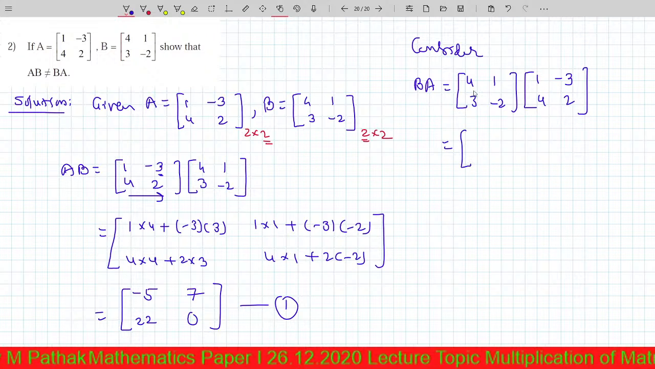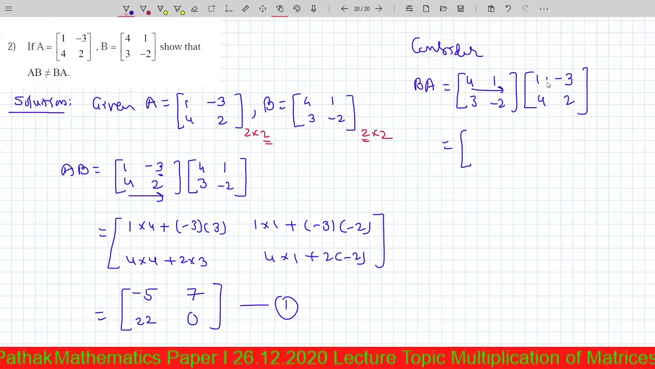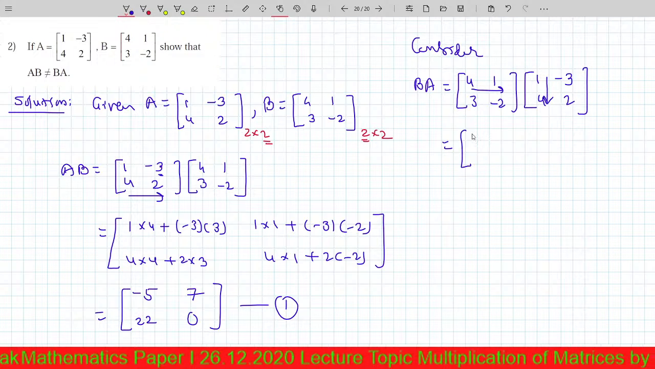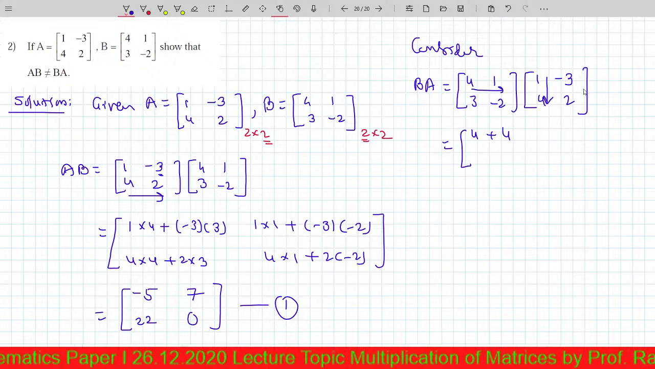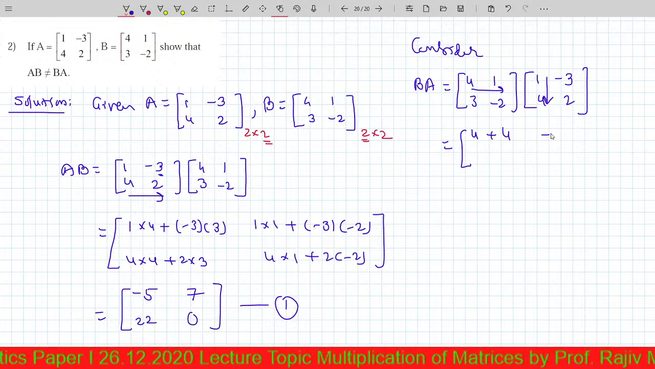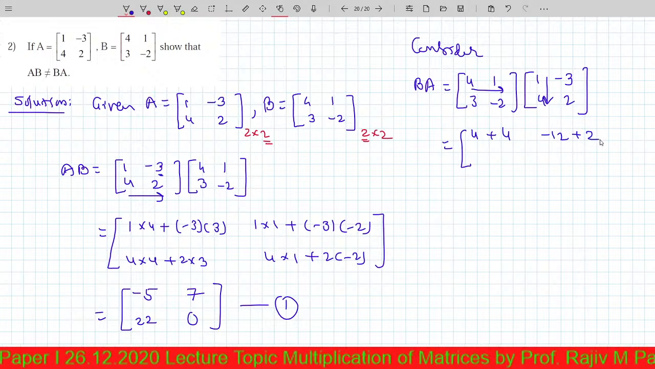So again the same procedure, first row and first column. So 4 into 1 is 4 plus 1 into 4 is 4. Then give space because there is a column. 4 into minus 3 is minus 12 plus 1 into 2 is 2.